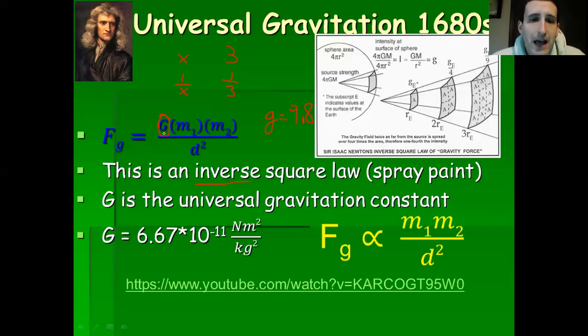But Newton didn't have that constant available to him. He had not been able to measure it. He knew the force was directly proportional to the product of the masses, and inversely proportional to the square of the distances. But he didn't have the blue equation. He had this yellow equation because he didn't have this constant. He had an idea that there would be a constant, but he did not have that value.